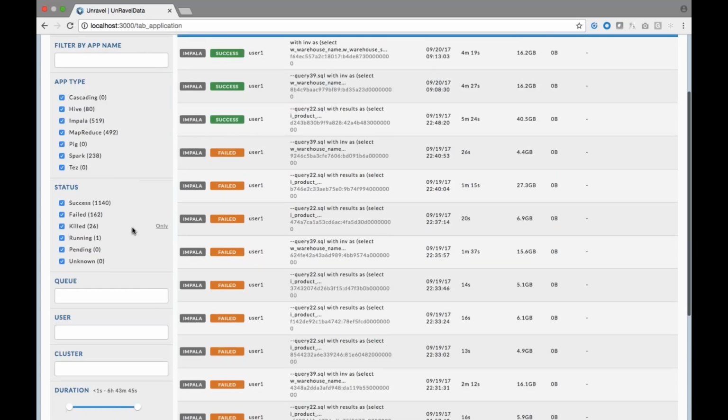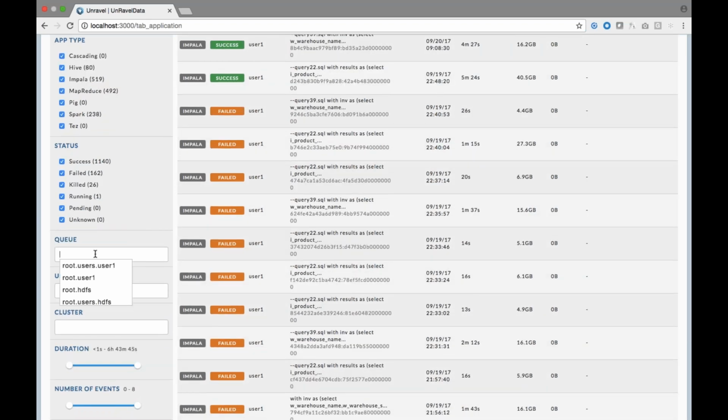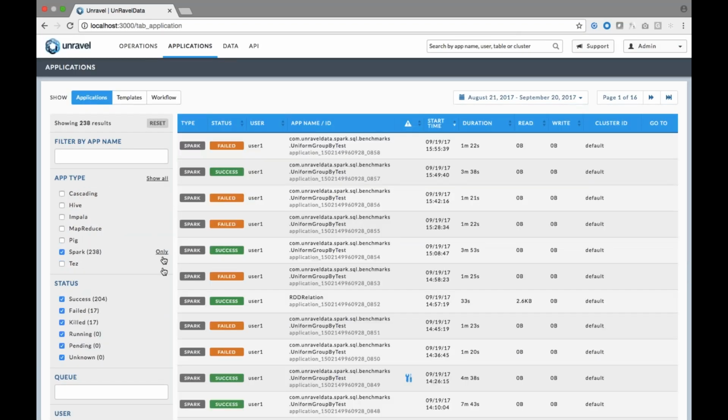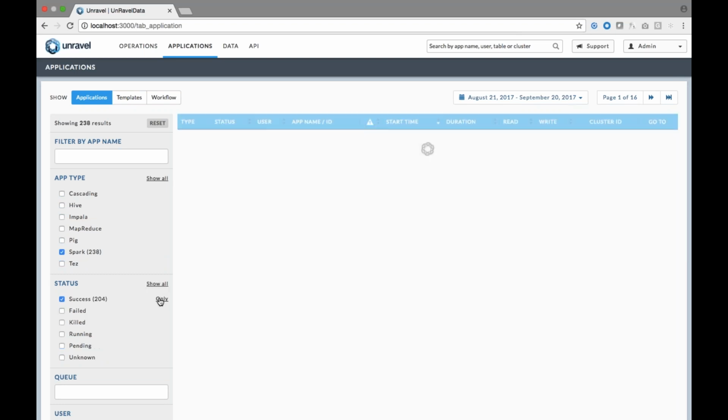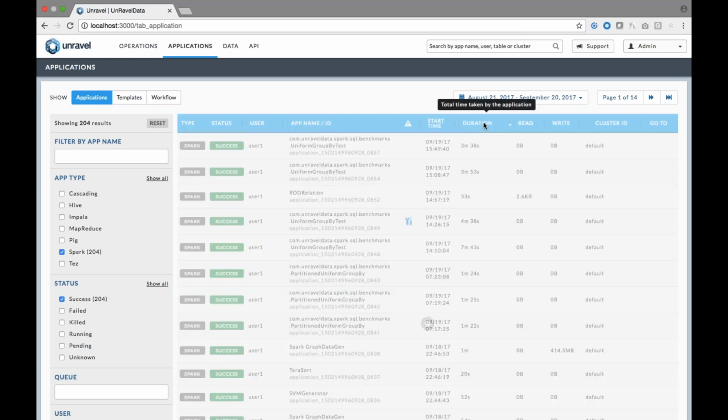And these applications could be in any state from running to succeeded or failed. You can search and pick applications running in different queues. So what I'll start off with today, since the focus is on Spark, let's zoom in on the successful Spark applications over the last 30 days. So I've zoomed in on all these applications, and you can see the different applications and the key metadata and KPIs about those applications right here.